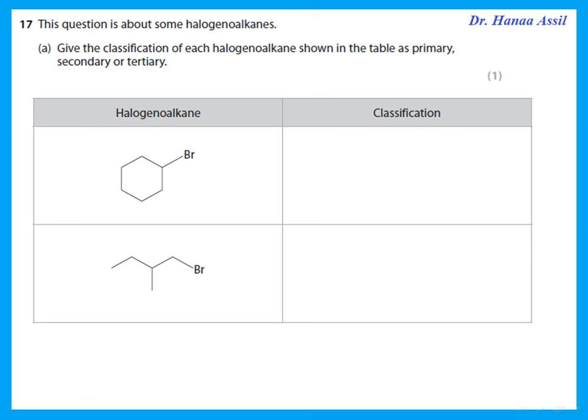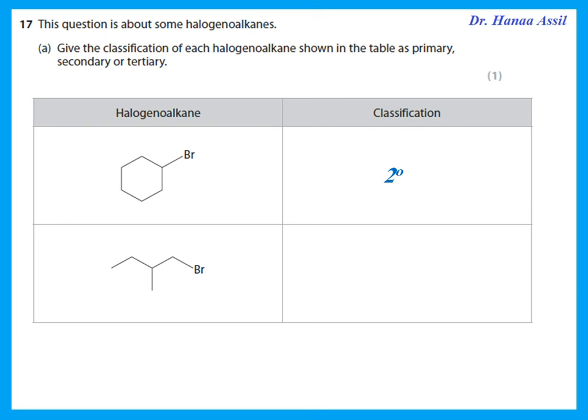This question is about some halogenoalkanes. Give the classification of each halogenoalkane as primary, secondary, or tertiary. Okay, this first one is what? Obviously, you should realize if the carbon is attached to two other carbons, this is a secondary. So you can write it like this, or you can write it out in words. This is a secondary halogenoalkane.